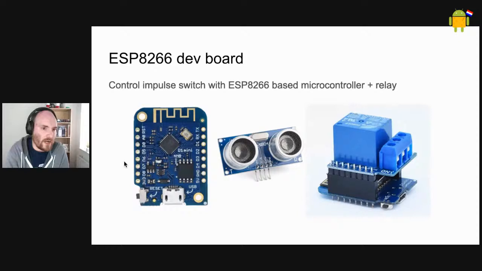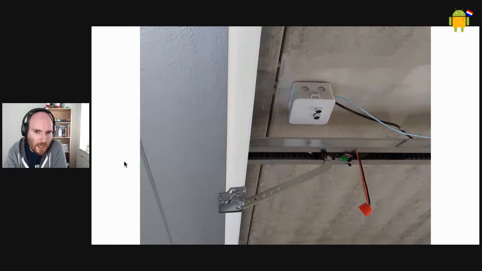Then on the right side, you see that same board with a little board plugged in on top, and that's a relay shield. This particular board can have shields. And a relay is nothing but an electrical switch, basically. So you feed it some current, and then it switches. That allows me to short that impulse connection. And in the middle, you see another sensor, an optical distance sensor. I use that sensor to get a notion of whether the door is open or closed.